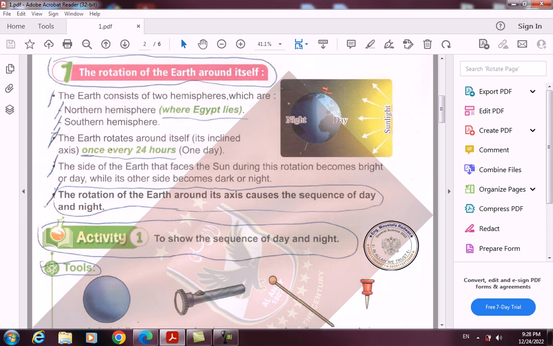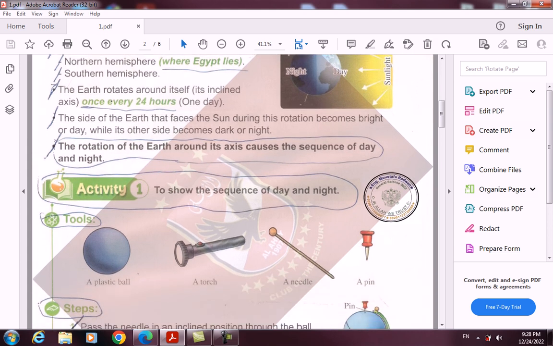So the earth consists of two hemispheres, which are the northern hemisphere, where Egypt lies, in our case our country Egypt, and the southern hemisphere, where Argentina is located, for example. So the earth rotates around itself, or simply around its inclined axis, once every 24 hours. And these 24 hours make our Earth day, which is one day.